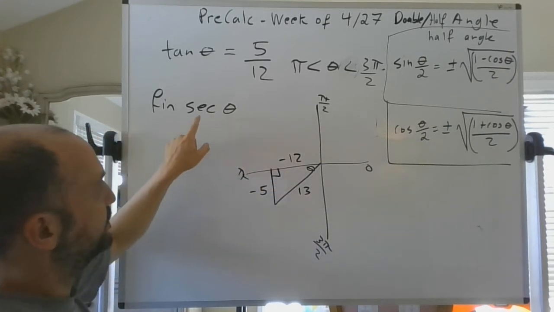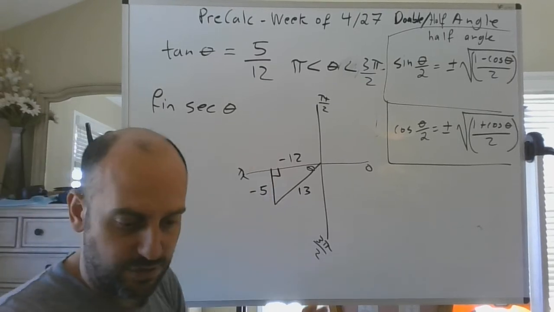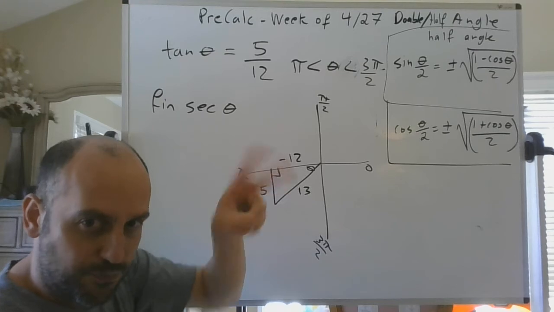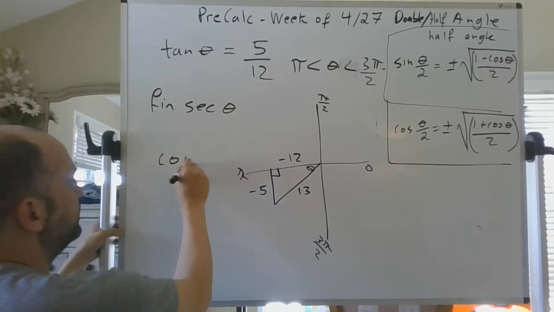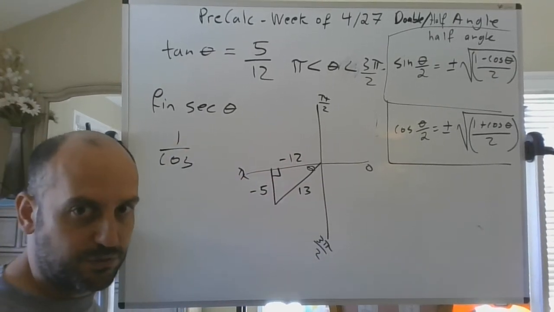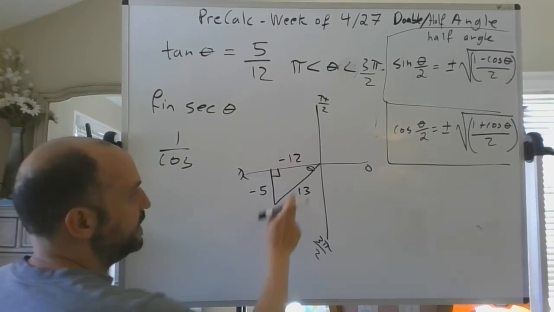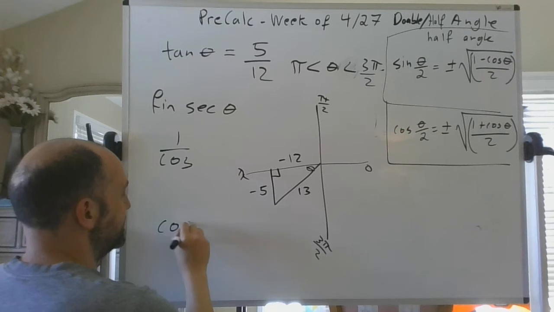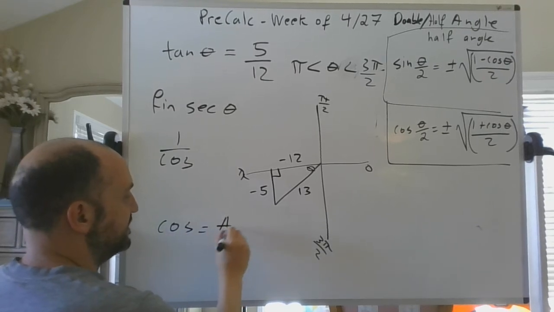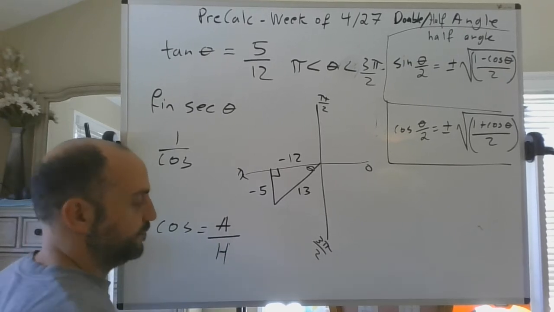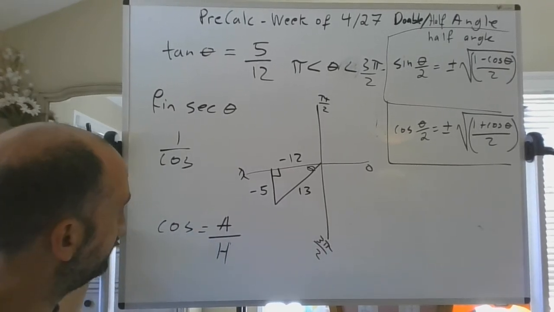Now what's it asking for? The secant. Don't go ahead and try to find the secant right off the bat. Let's think about it. Secant is the reciprocal of cosine. So let's find the cosine of this, and then we'll just flip it. Okay? The cosine. Remember, cosine is adjacent over hypotenuse.